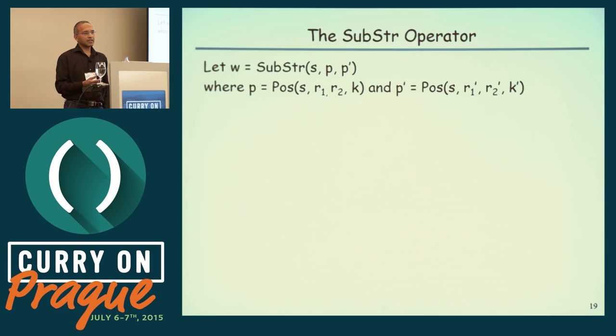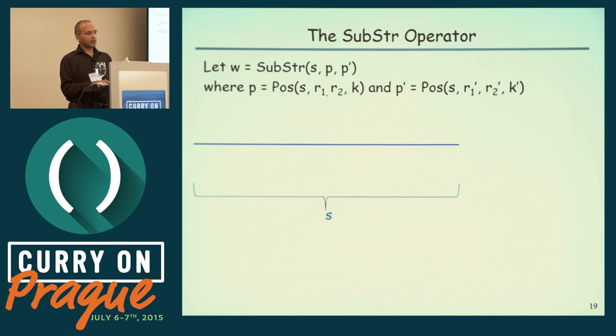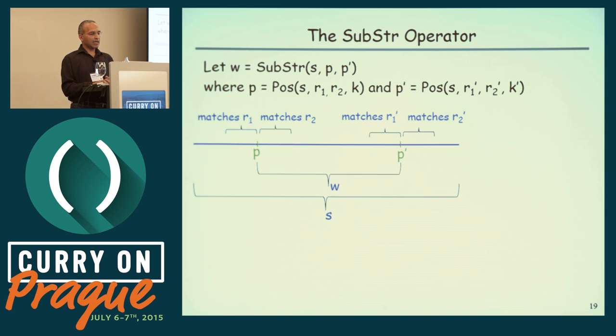Let's say I have this substring operator which takes as input two position expressions, and each of the position expressions, let's say, is not a constant index into the string, but is specified by these regular expressions or the Pos operator that I just demonstrated. Then visually it looks like this. I have this string S, then P is such a position that the left side of P matches with R1 and the right side of P matches with R2, and similarly P prime is such that its context matches with R1 prime and R2 prime, and W is the substring in between.